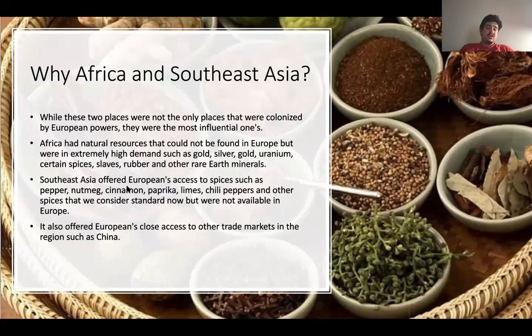But Southeast Asia, on the other hand, offered Europeans access to spices such as pepper, nutmeg, cinnamon, paprika, limes, chili peppers, and other spices that now you can just go to the store and buy. But at this point in time, those things were extremely rare commodities, and the only place you could get them was from Southeast Asia.